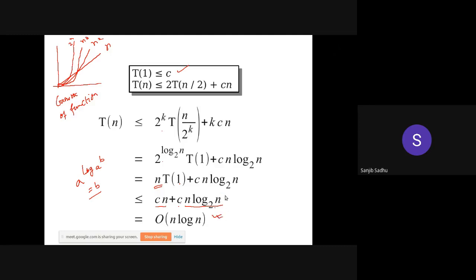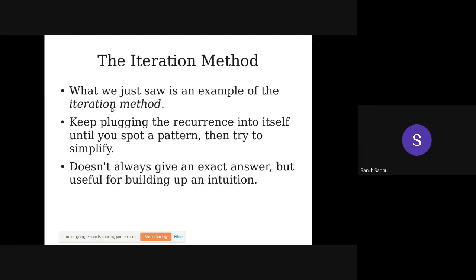So this solution is called the iterative method. This is an example of the iteration method. You keep plugging the recurrence into itself until you spot a pattern.